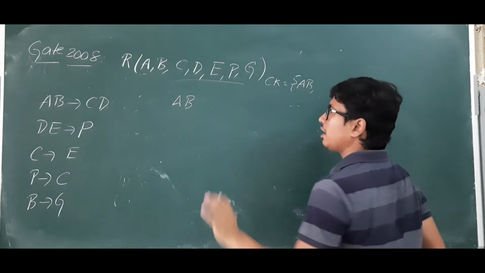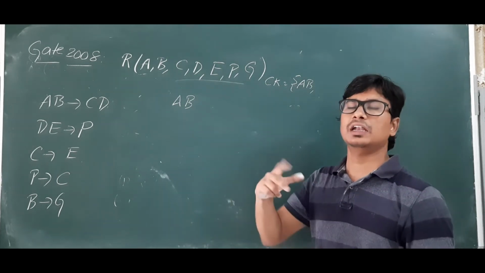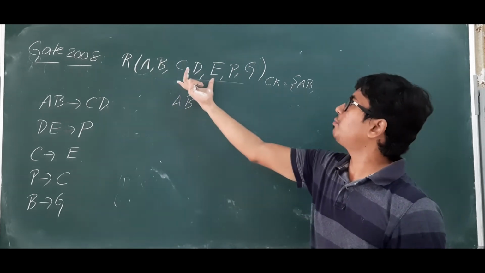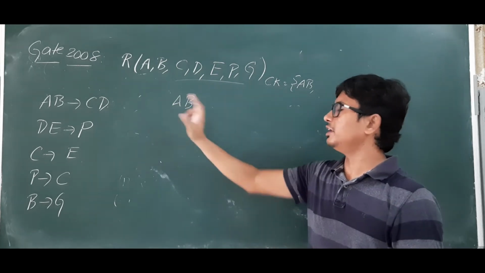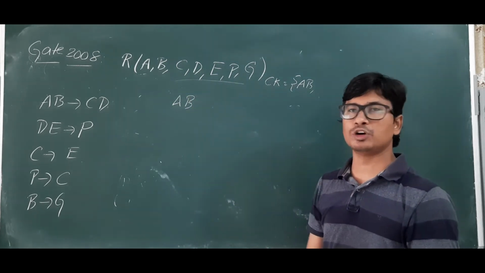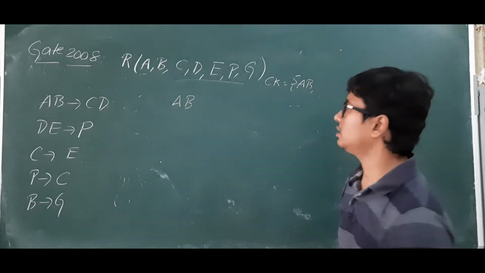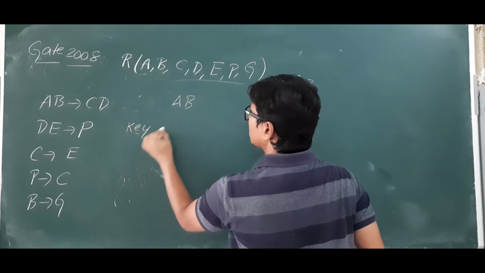Okay, I hope you have understood. If you want to practice, you can check all the combinations: length 2, length 3, length 4, length 5, up to length 8. You will finally say that AB is the only candidate key possible for the relation for the given set of FDs. Okay, if AB is the candidate key, what are the key attributes?